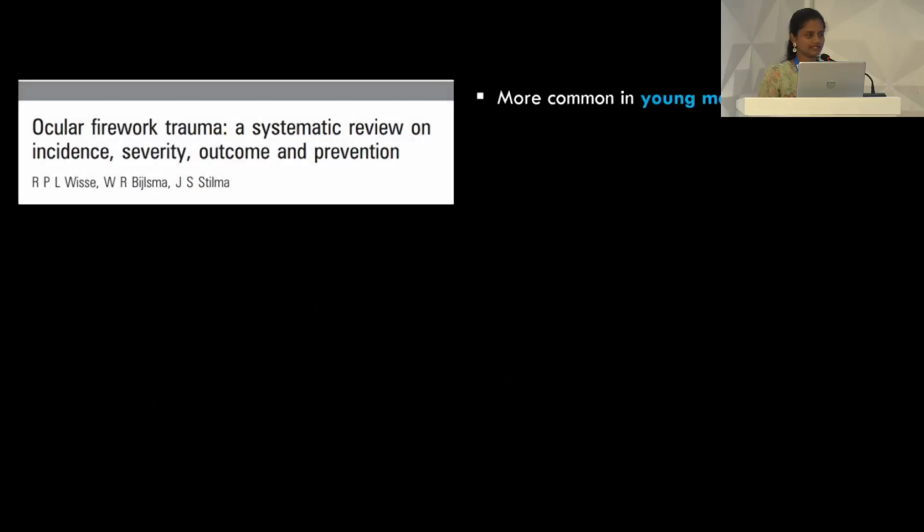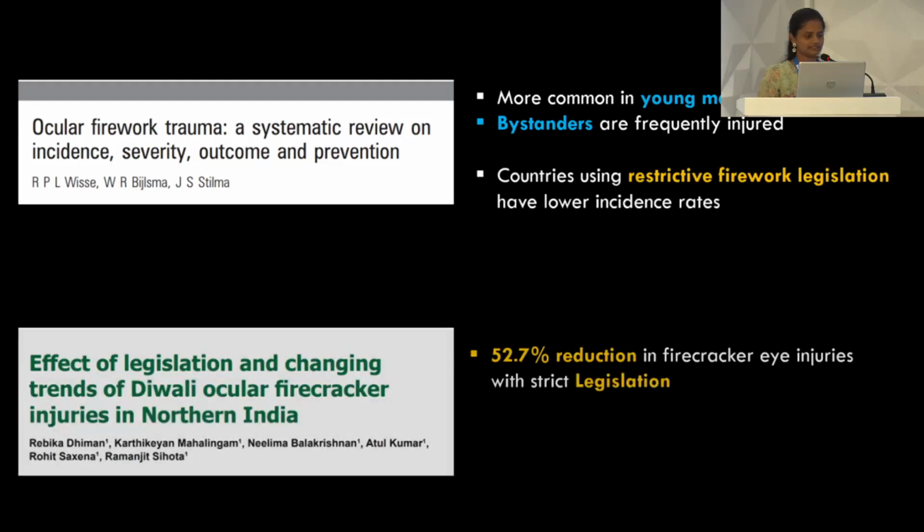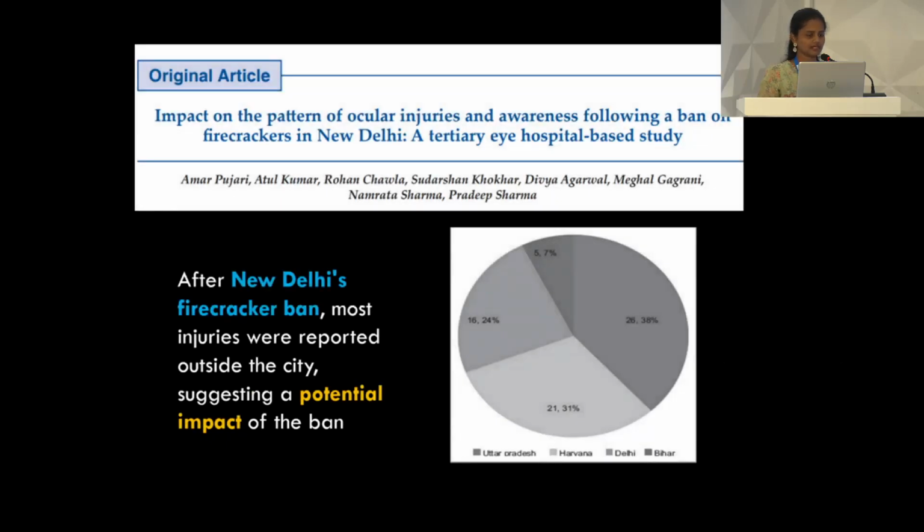Vise et al. in a study reported it is more common in young males, and bystanders are also frequently injured. Countries using restrictive firework legislation have lower incidence rates. And Diman et al. in a study reported that there is 52.7% reduction in firecracker eye injuries with strict legislation. So, uniform implementation of strict laws nationwide is essential. Pujari et al.